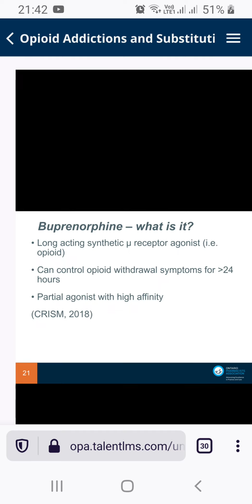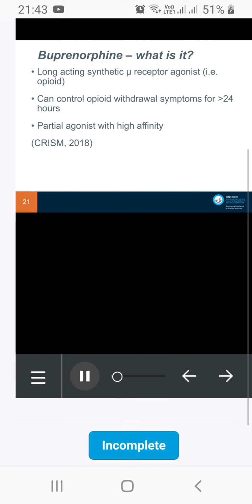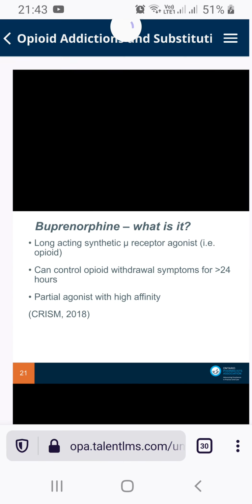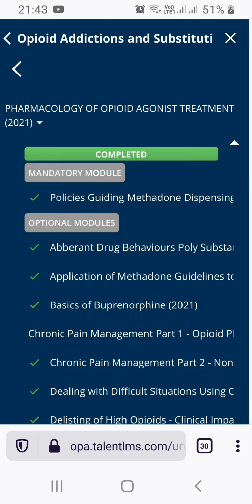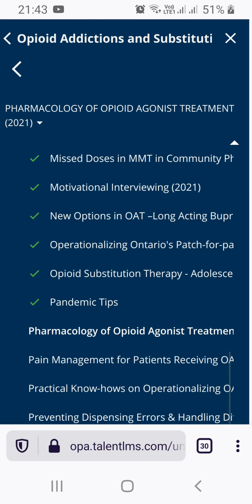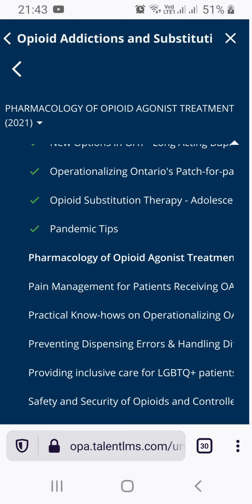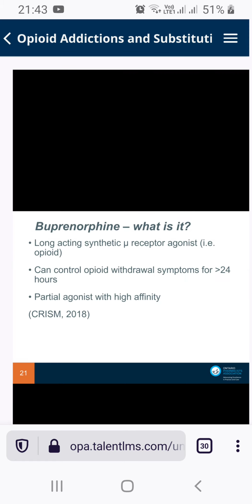So, what is buprenorphine? Like all forms of opioid agonist treatment, buprenorphine is a long-acting opioid. It's synthetic, meaning it's man-made, and as it's long-acting, it can control opioid withdrawal symptoms for over 24 hours. What's unique about it is that it's a partial agonist with high affinity. And we will see how these two properties have significant clinical consequences, both good and not so good.